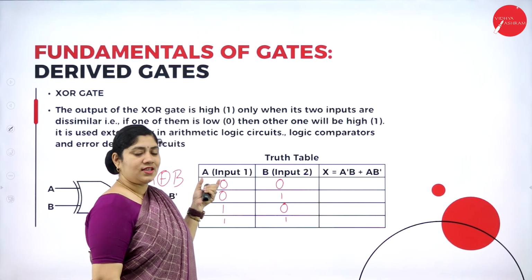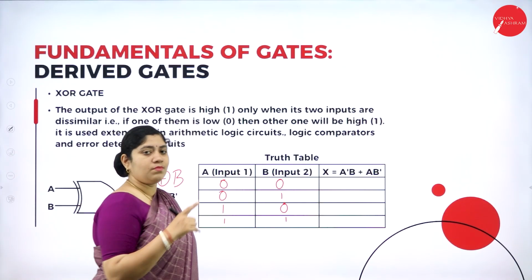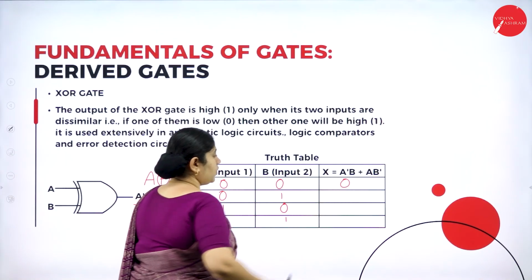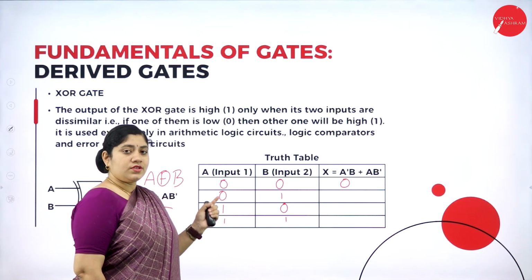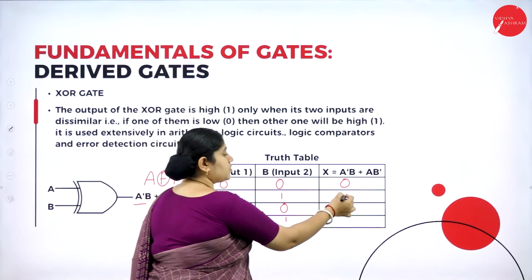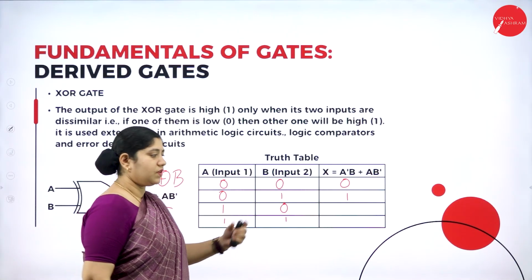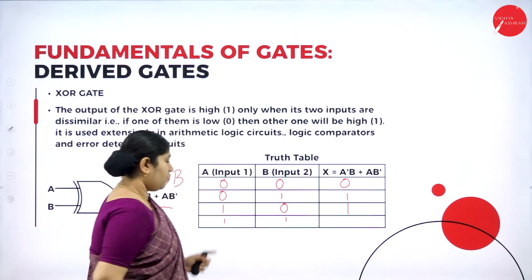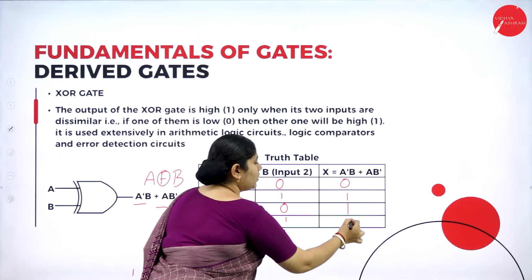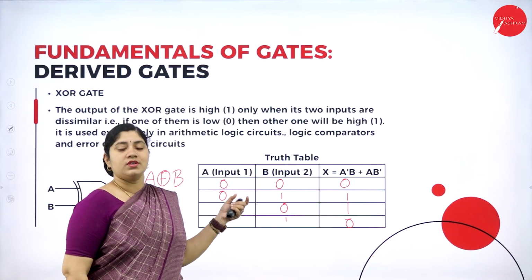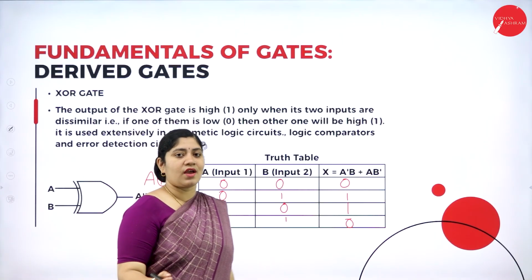As you can see, both the inputs are the same, that is 0, 0, so the output will be 0. Up next, the input is unequal, that is 0 and 1, so the output goes high. Up next, 1 and 0. Even here the inputs are uneven, so the output will be 1. Followed by 1 and 1, both the inputs are the same, so the output will be 0. So this is all about an XOR gate, and XOR gate is also called a derived gate.